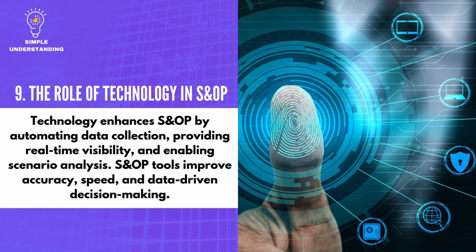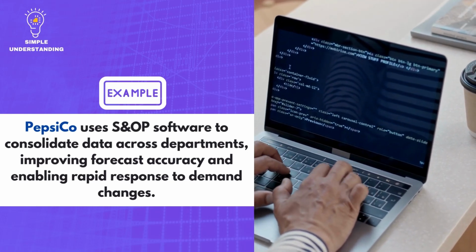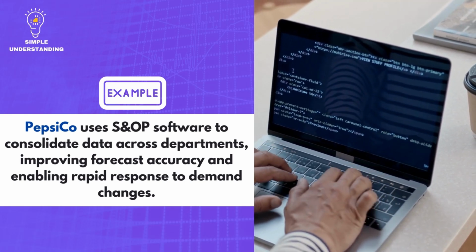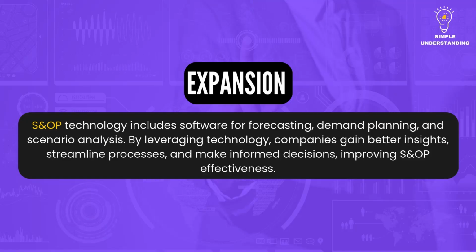S&OP tools improve accuracy, speed, and data-driven decision-making. Real company example: PepsiCo uses S&OP software to consolidate data across departments, improving forecast accuracy and enabling rapid response to demand changes. Expansion: S&OP technology includes software for forecasting, demand planning, and scenario analysis. By leveraging technology, companies gain better insights, streamline processes, and make informed decisions, improving S&OP effectiveness.